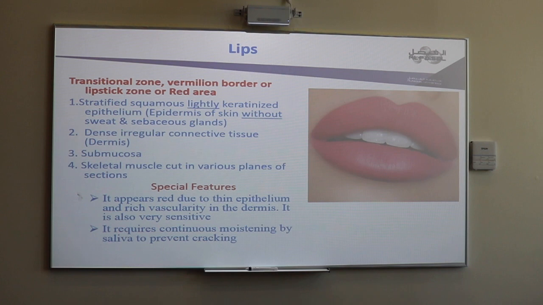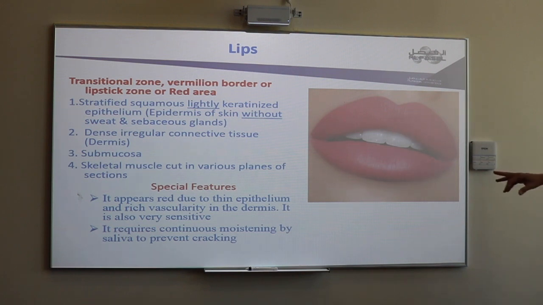Now, see. This area, which I have intentionally brought so that I can show you the intermediate area. See, Allah subhanahu wa ta'ala has designed this area specially. Whatever name you give, all names are given. And see, even the layers are the same. The first layer is the stratified squamous, lightly keratinized epithelium. It is from the skin, without hair follicles, without sebaceous glands, without sweat glands. The second is the lamina propria. The third is the submucosa, and the fourth is the muscle.